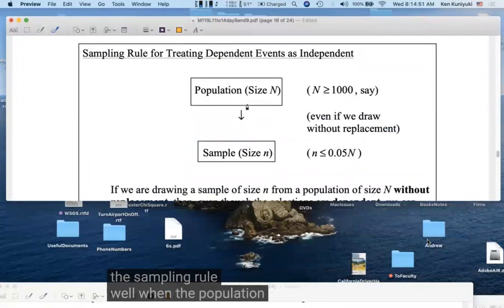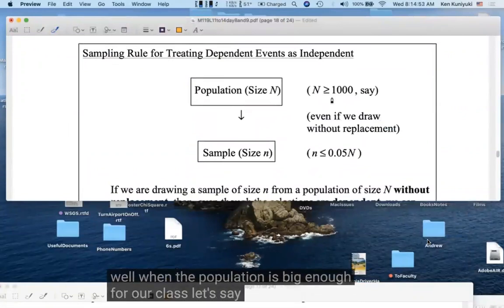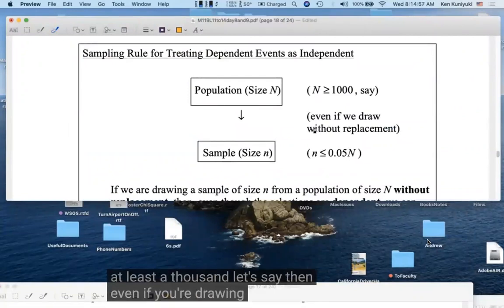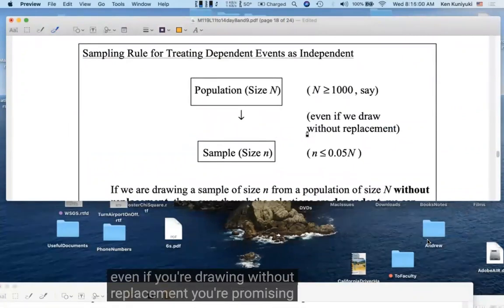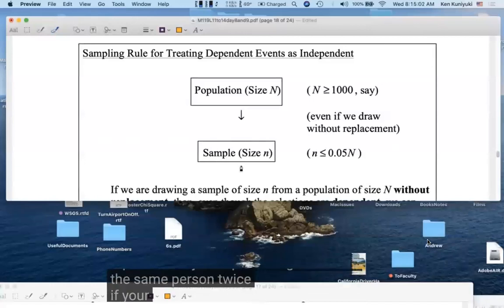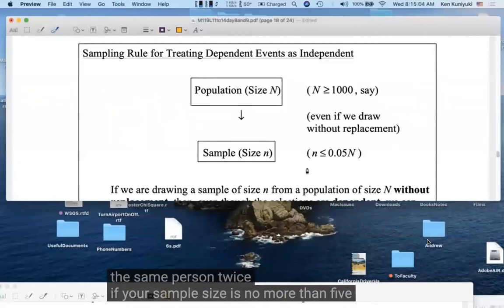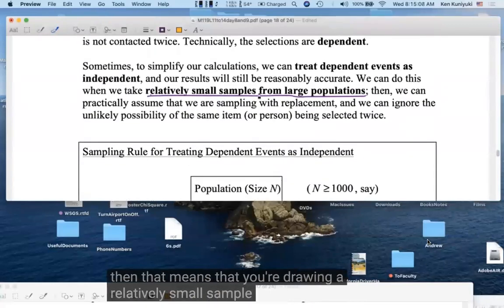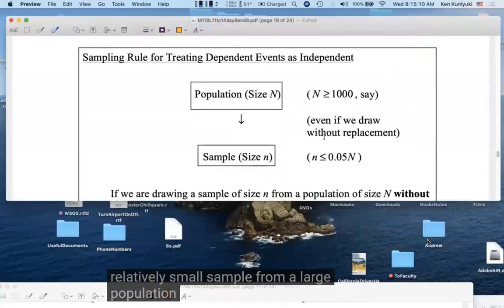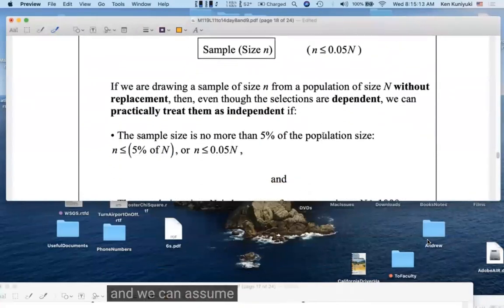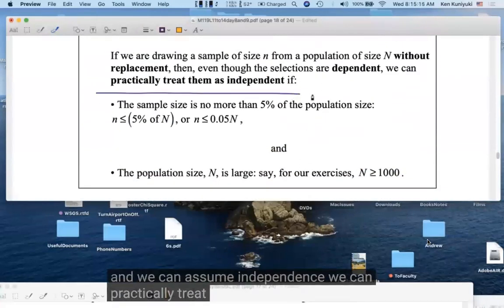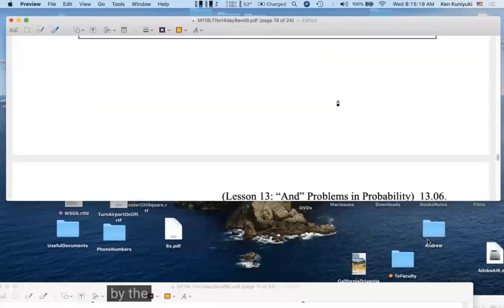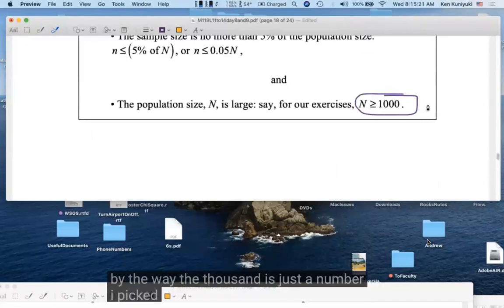Well, when the population is big enough, for our class, let's say at least 1,000, then even if you're drawing without replacement, promising not to call the same person twice, if your sample size is no more than 5% of the population size, that means you're drawing a relatively small sample from a large population. And we can assume independence. We can practically treat the selections as independent. By the way, the 1,000 is just a number I picked for our class.